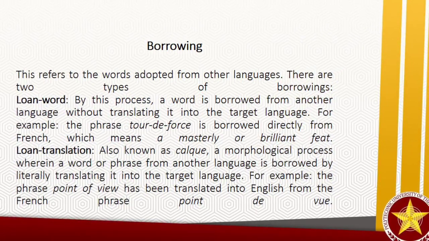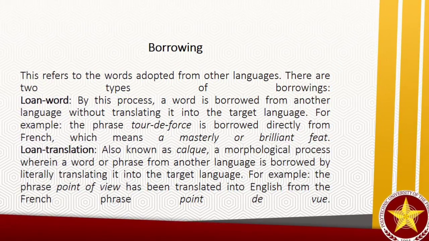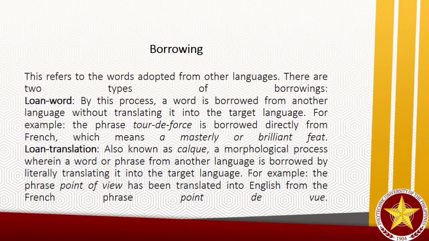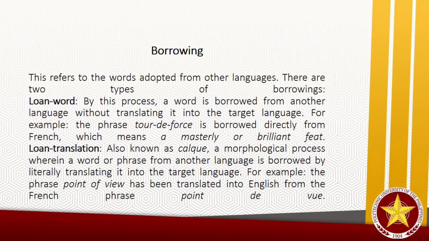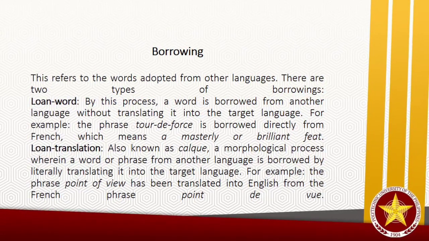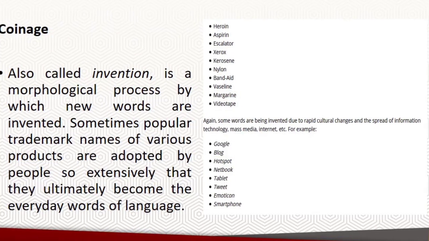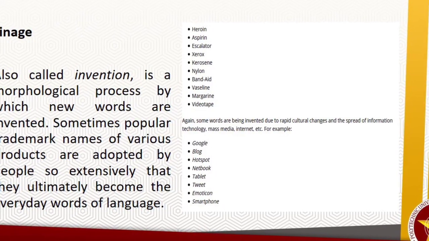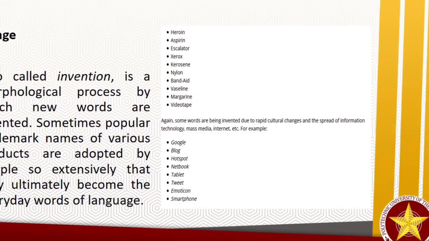Loan translation, also known as calque, is a morphological process wherein a word or phrase from another language is borrowed by literally translating it into the target language. For example, the phrase point of view has been translated into English from the French phrase point de vue. Also called invention, is a morphological process by which new words are invented. Sometimes, popular trademark names of various products are adopted by people so extensively that they ultimately become the everyday words of language.